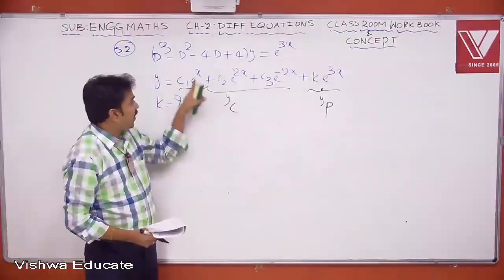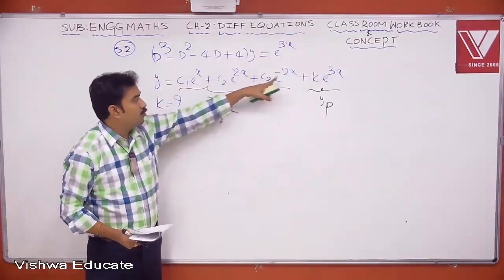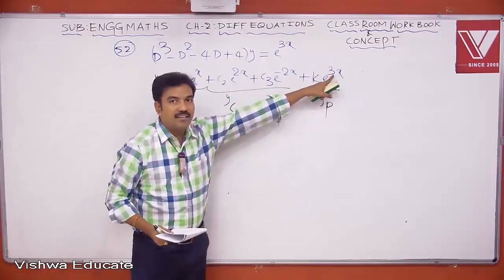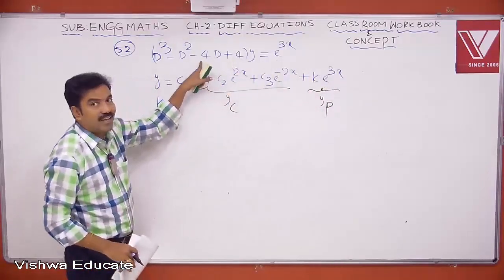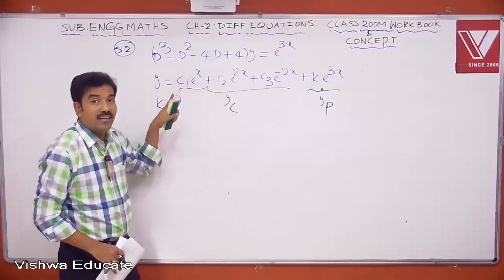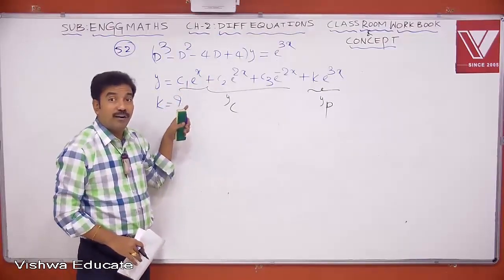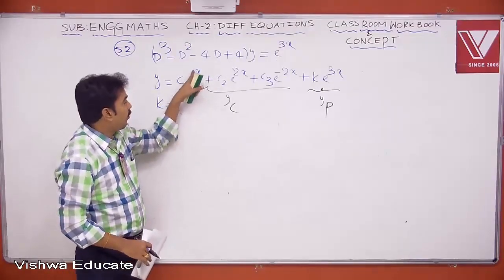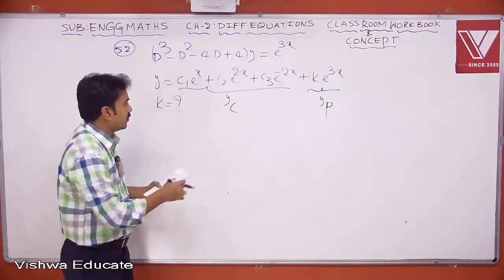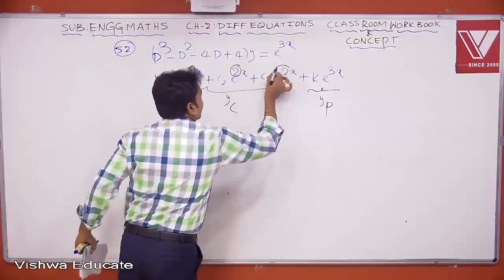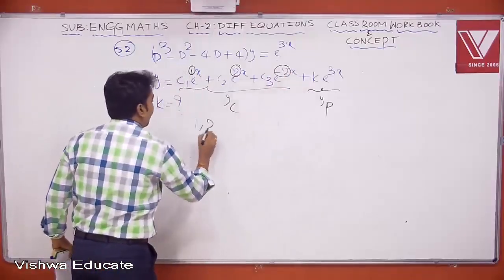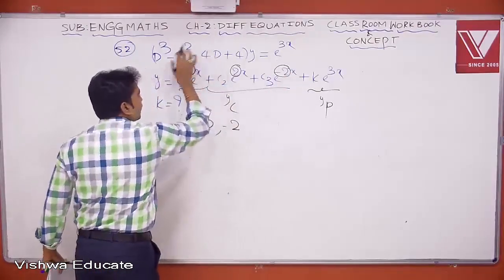Here in case of yc, the roots are 1, 2, minus 2. Here the value of a is 3. So it confirms that 3 is not a root of this auxiliary equation. Therefore, you can easily apply case 1 to find the particular integral. So 1 is a root of this auxiliary equation, and 2 and minus 2 are also roots.